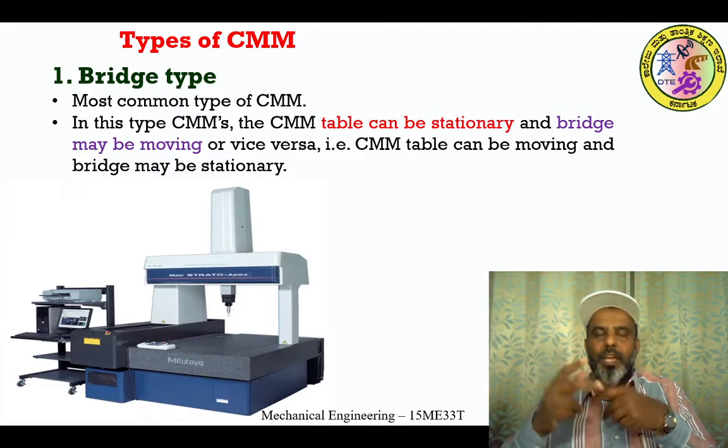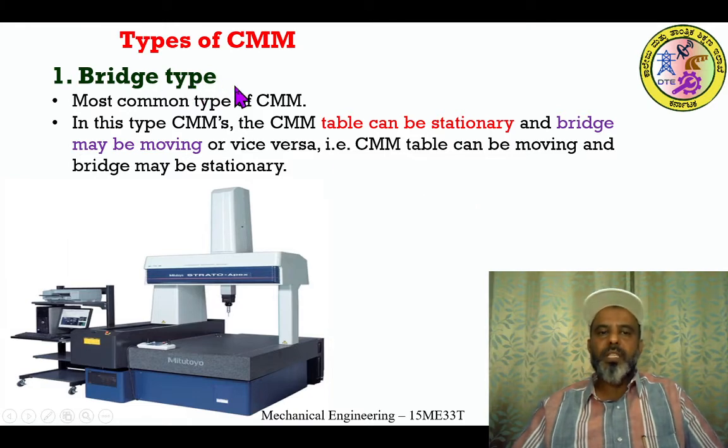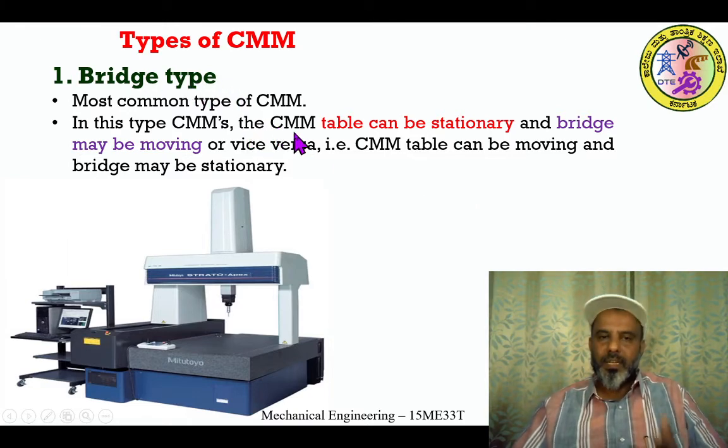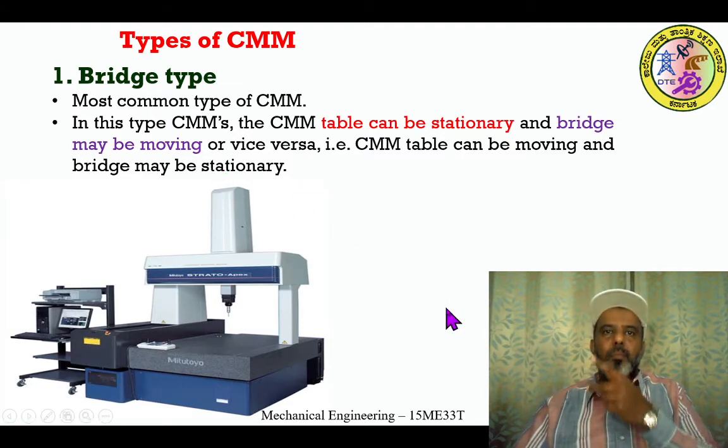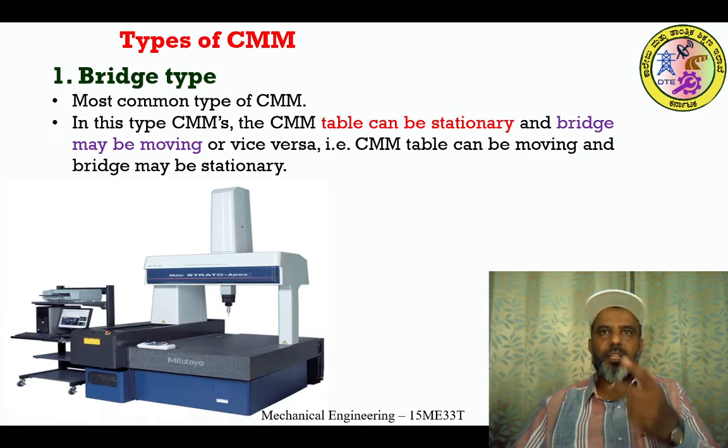There are two types of bridge types. One is stationary bridge and another is moving bridge. In case of a stationary bridge, the bridge is stationary and table is moving, whereas in case of a moving bridge type, the bridge will be moving and the table is stationary, or vice versa.